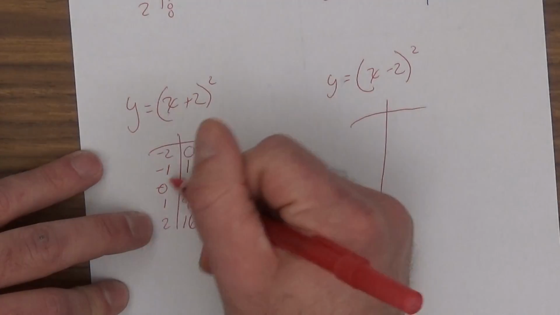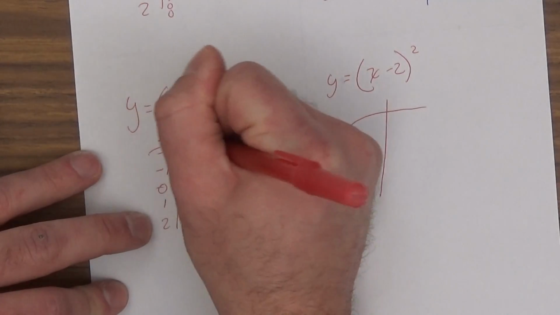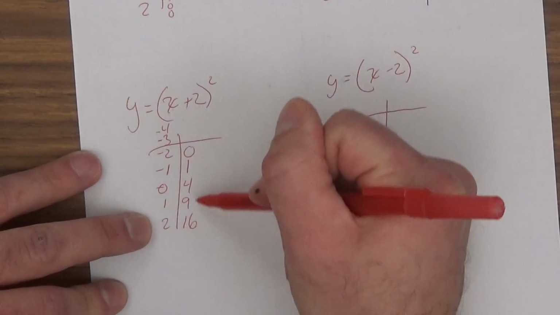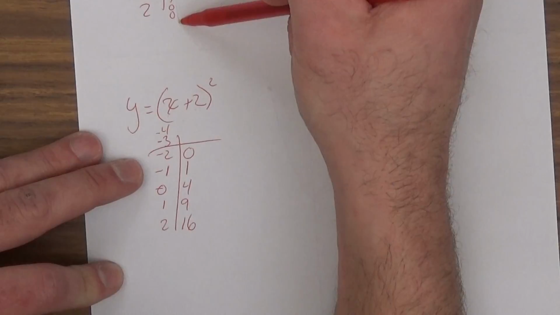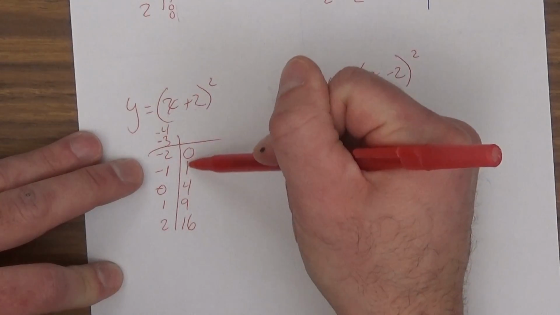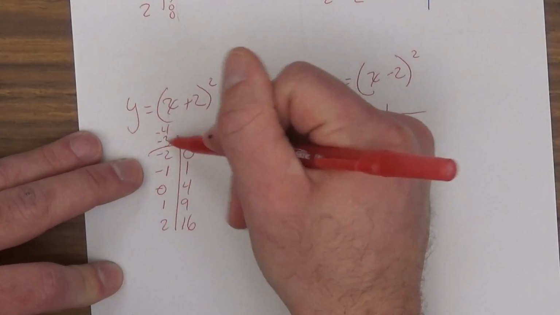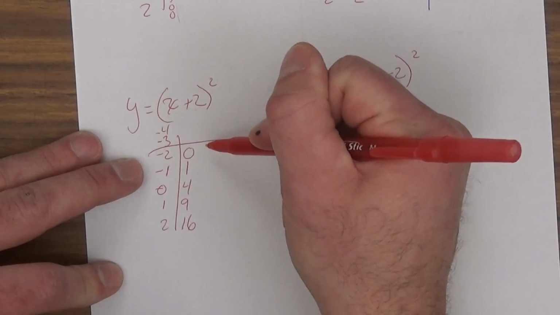All right, what I don't have, I need to find my negative 3 and negative 4, because this keeps going down. It doesn't ever come back up. See how this goes down and then up? This goes down, and there's no up, so I gotta find the other half of my parabola.